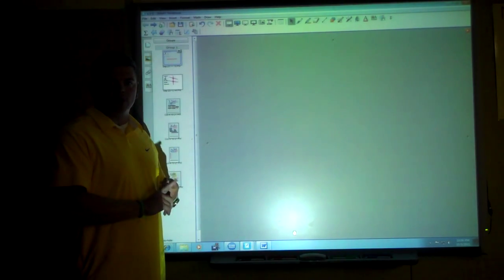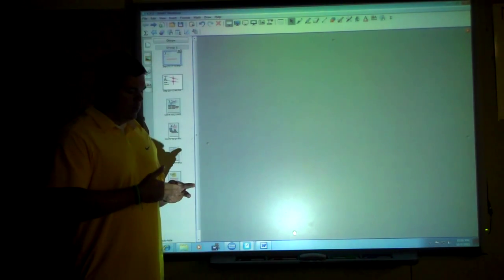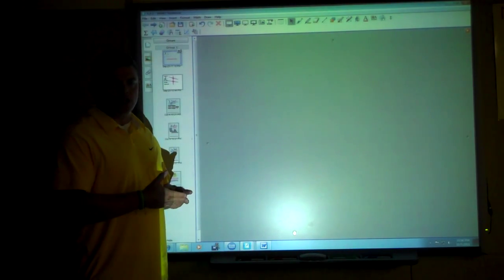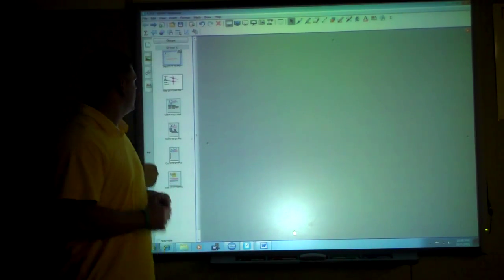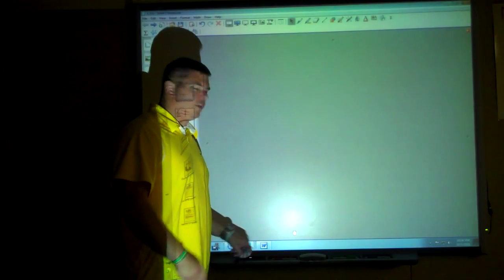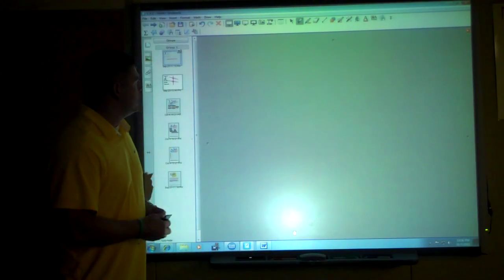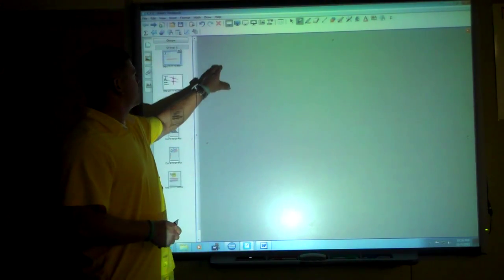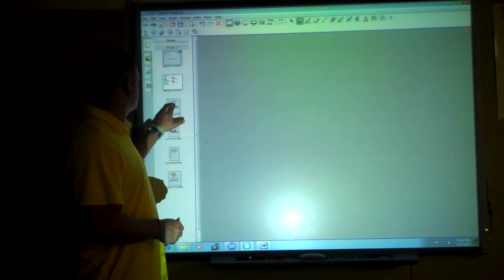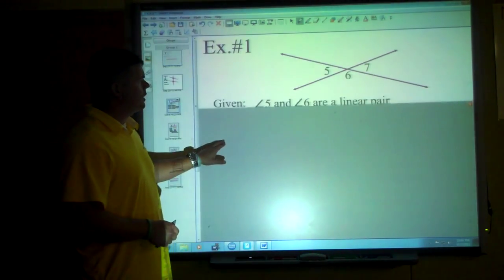We've got a paragraph proof where we explain our reasoning. We have what we've been traditionally using, the two-column proof, and then today we'll start talking about another proof, which is the flow proof. So here is our first example.